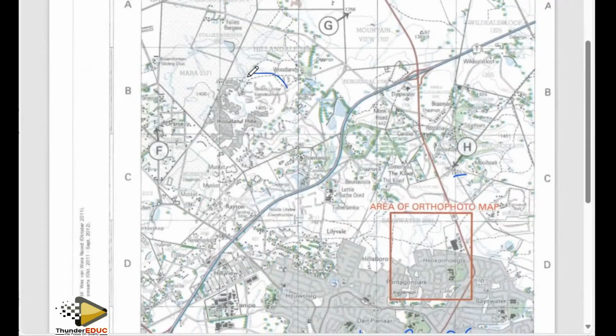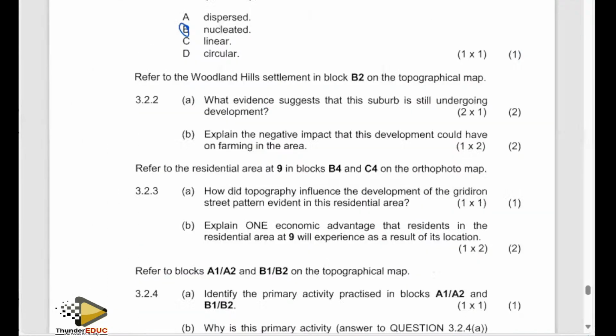Our evidence is here: roads under construction. It talks about roads being under construction. It means the area is a newly developed area. We cannot have roads under construction in a fully developed area. So that is the evidence that we have. Moving on to the next question.